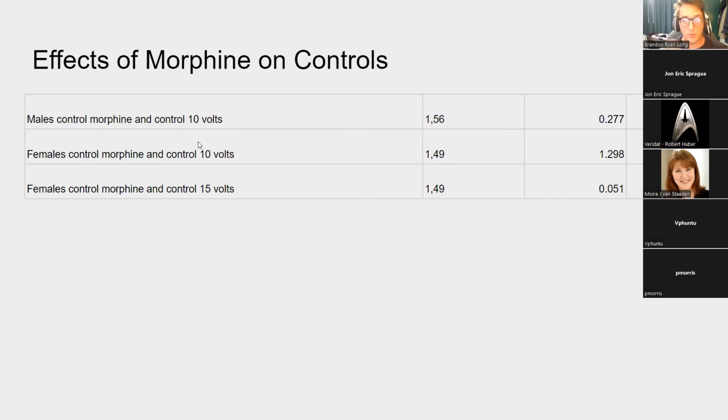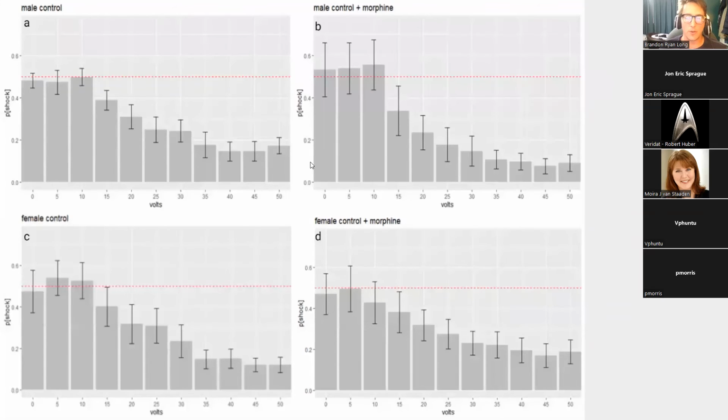So, effects of morphine. These are one-way ANOVAs here, and I'm going to do the same thing. It doesn't appear that there's any direct effect of morphine without an amputation. What I mean by that is if we put morphine in the food of the flies, we conduct the experiment in the same way.